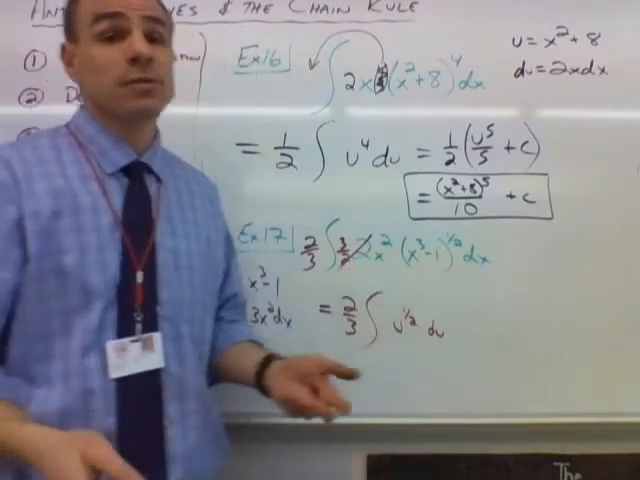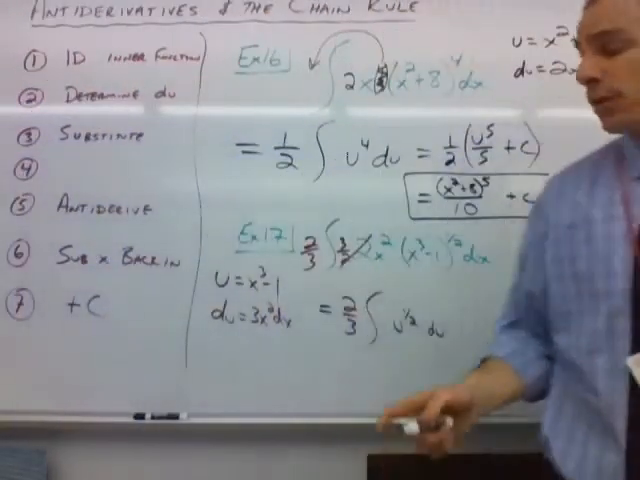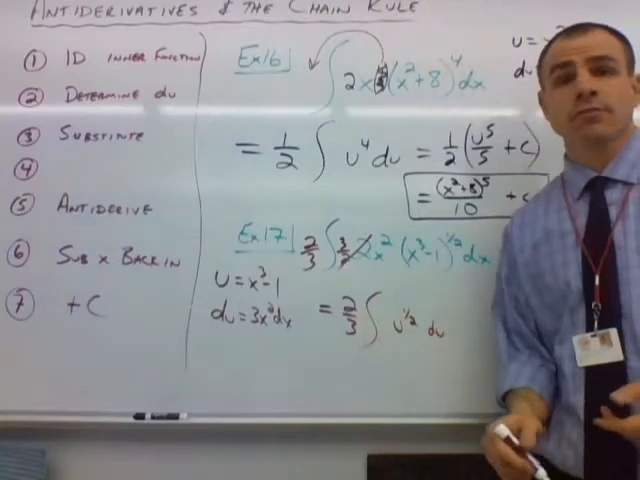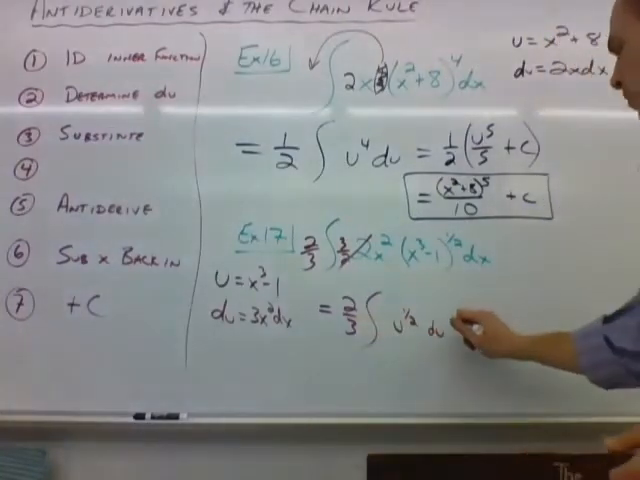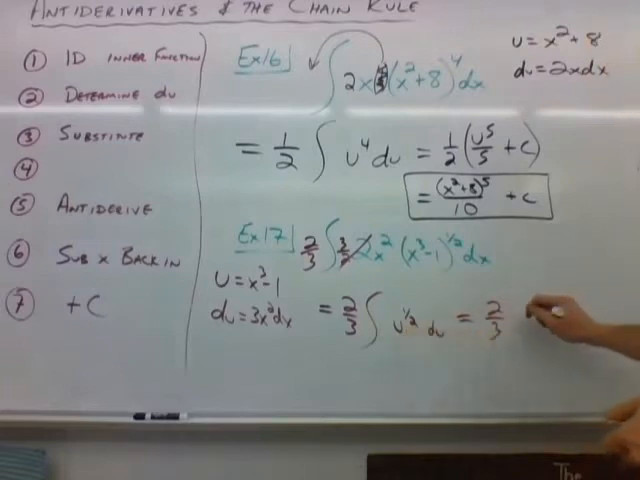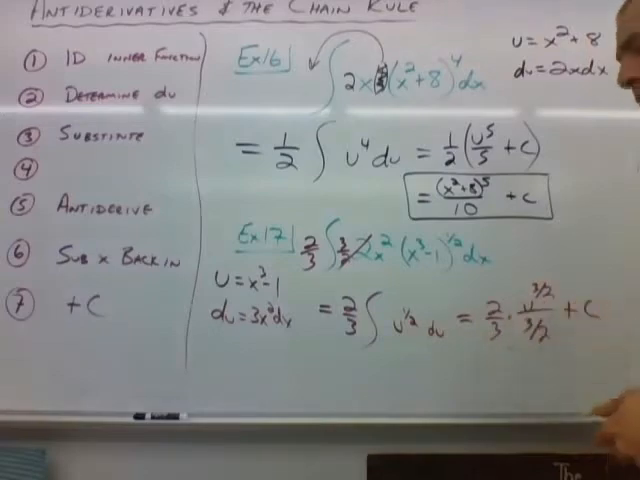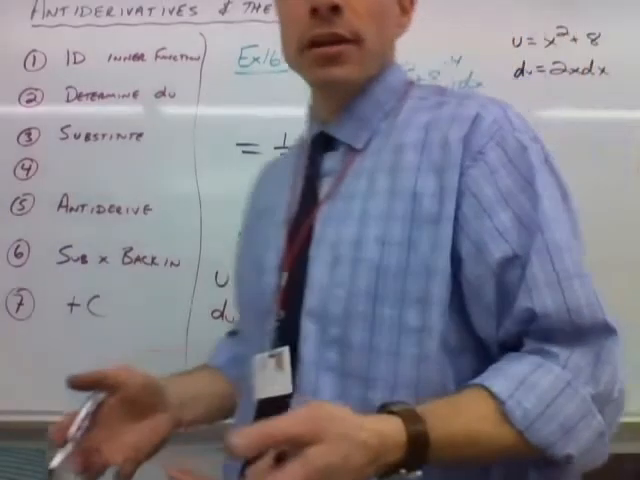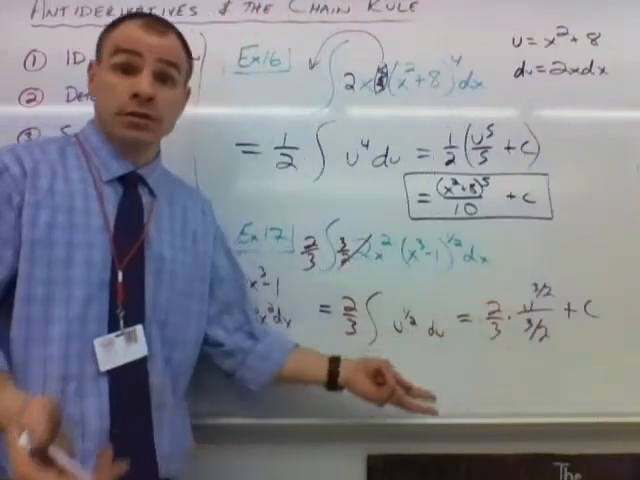Okay, so basically we're doing the same thing as before. We just have this extra 2/3 on the outside. All right, so continuing onward, we've got 2/3, and then we've got u to the 1/2, which is going to become u to the 3/2 over 3/2, plus c. So there's our antiderivative. It's pretty messy, but it's correct.